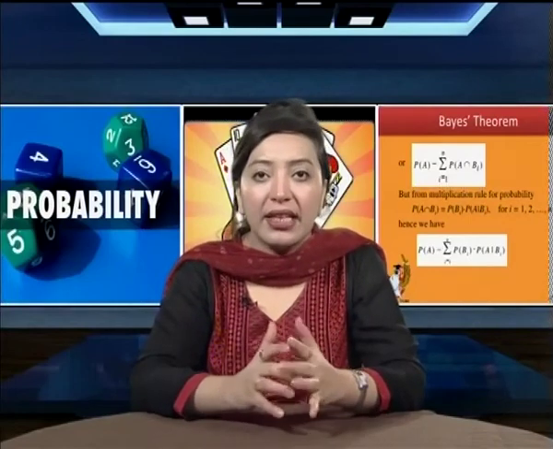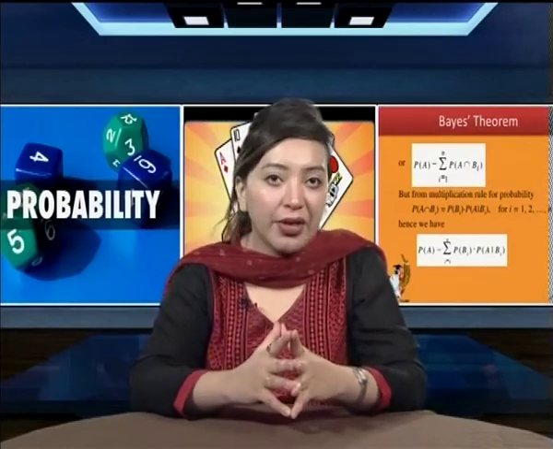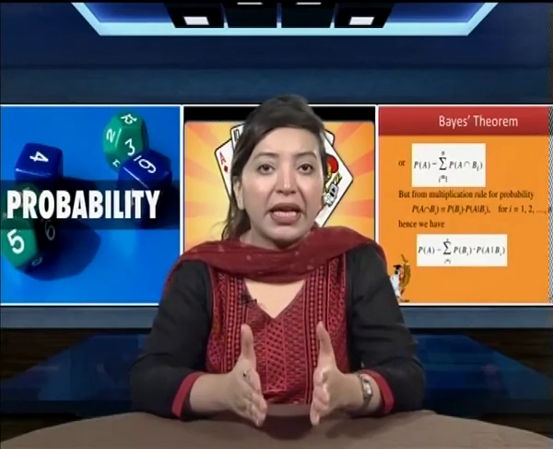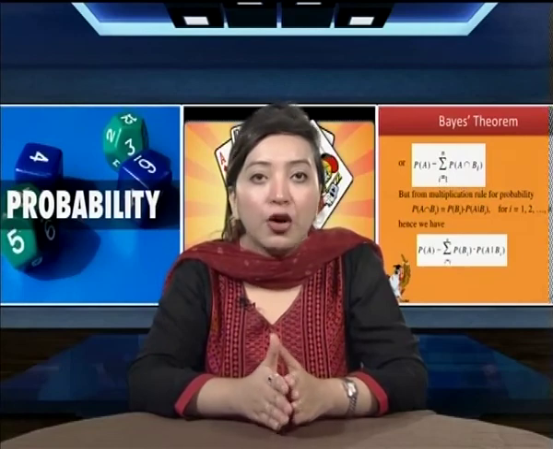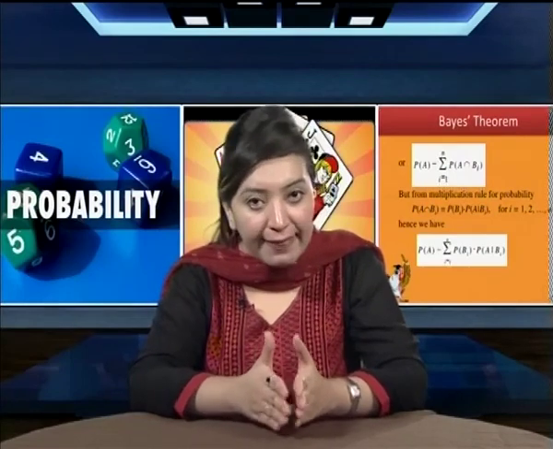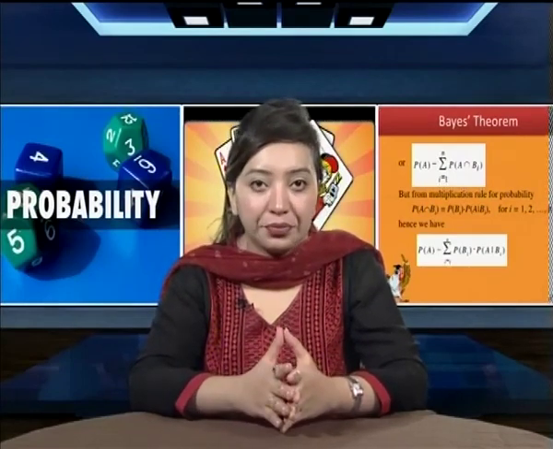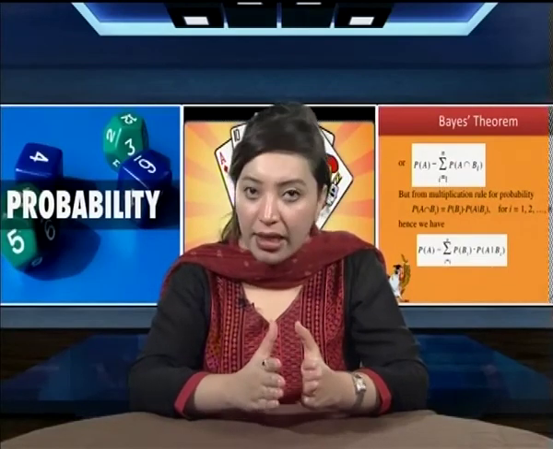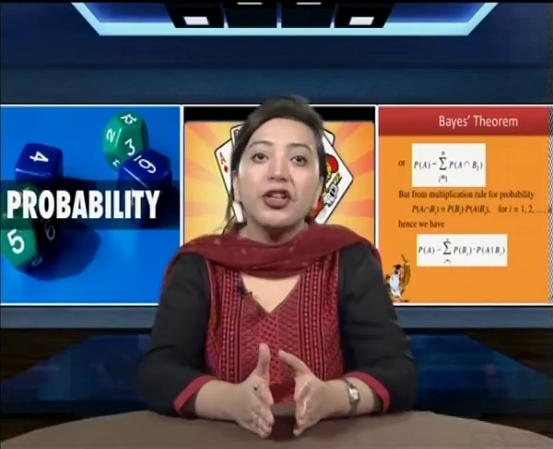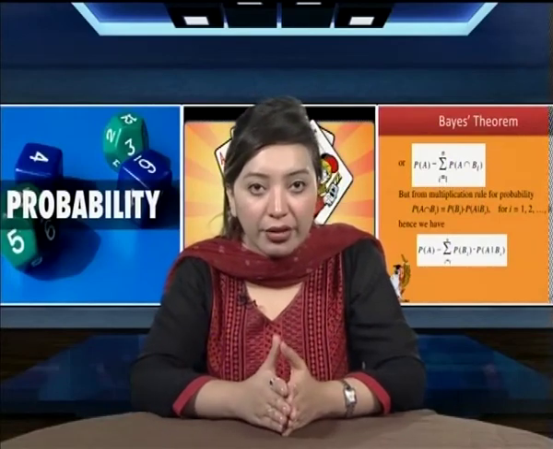Thus, to calculate the expected value of a discrete random variable X, we multiply each value that the random variable can assume by the probability of occurrence of that value and then add these products. The expectation of a random variable X can be interpreted as the average value of X in the long run.